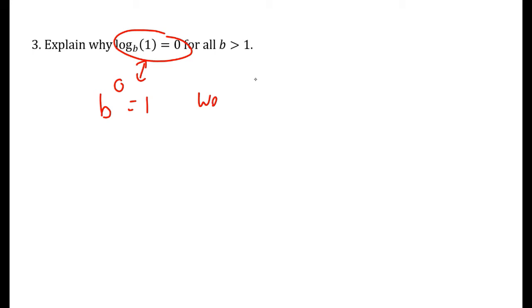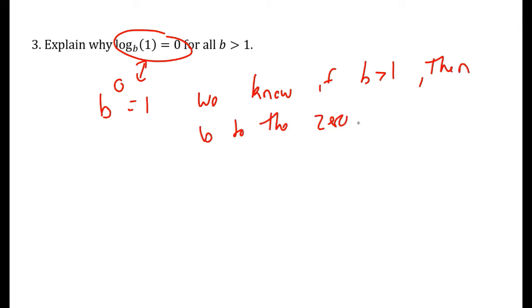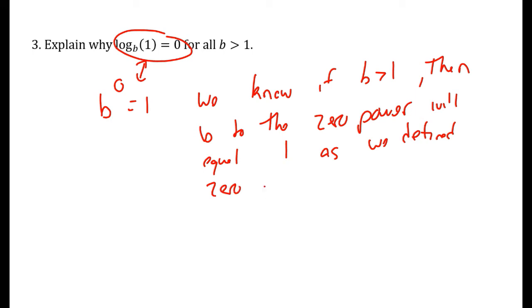We know if b is bigger than 1, then b to the 0 power will equal 1, as we defined the 0 power in our exponent unit. Take a look back at your Unit 5 notes to make sure you understand why b to the 0 power is 1. I don't want to go into that now.